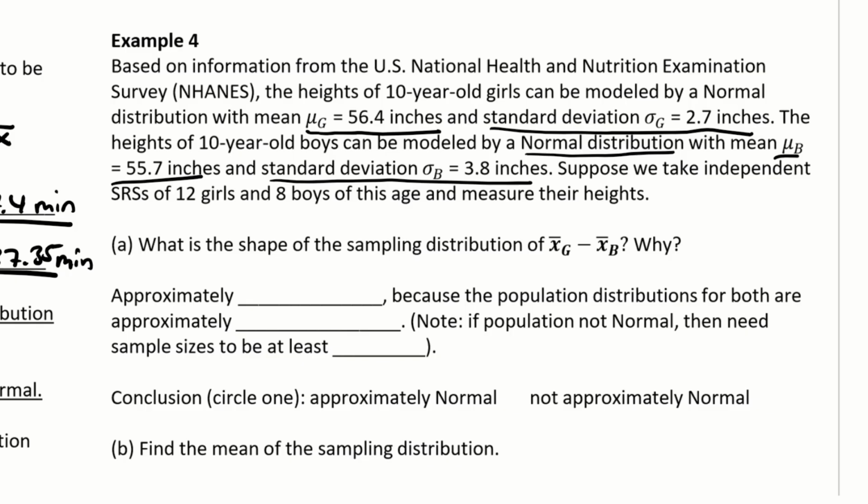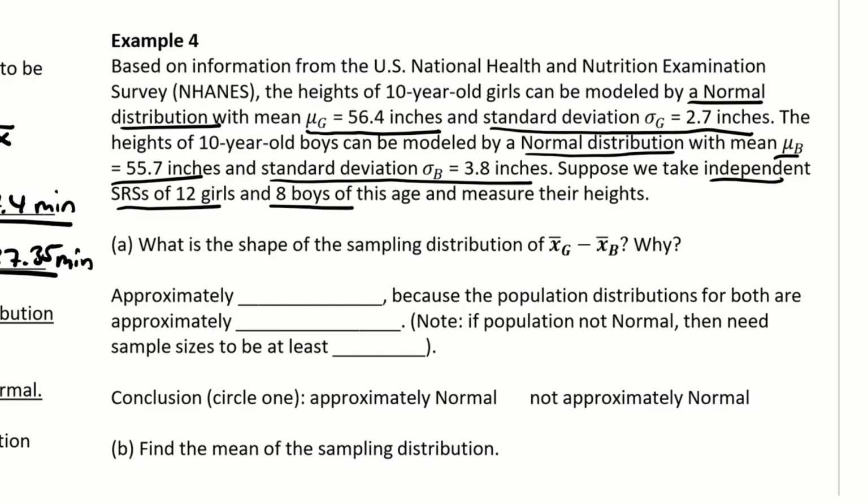I forgot to highlight the fact that this is normal for the girls. Suppose we take independent, simple random samples of 12 girls and 8 boys of this age and measure their heights. All right, so lots of information there. Now, what is the shape of the sampling distribution of x bar g minus x bar b, the average height of the girls minus the average height of the boys?